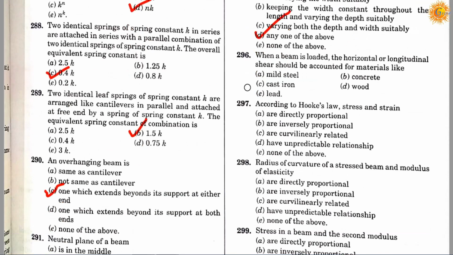Question number 296. When a beam is loaded, the horizontal or longitudinal shear should be accounted for materials like: option A, mild steel; option B, concrete; option C, cast iron; option D, wood; option E, lead. Correct answer is D. It will be wood.